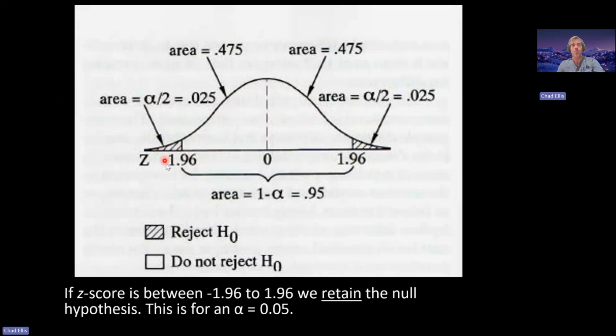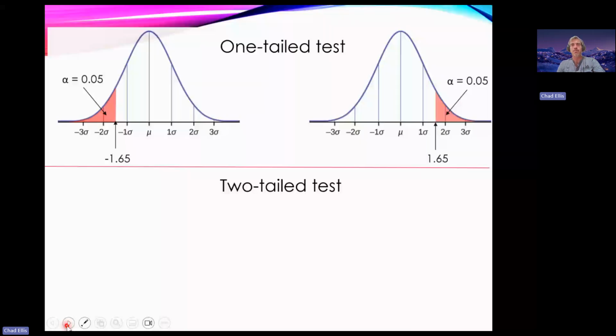So you can see that for this case, if we have a z-score between minus 1.96 and plus 1.96, we're going to fail to reject. If our z-score is greater than 1.96 or less than minus 1.96, we're going to reject the null hypothesis. So basically, two scenarios.